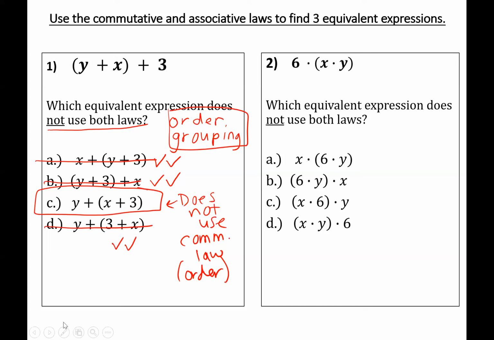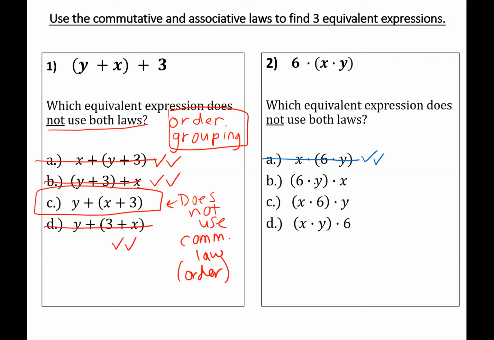Number 2, same question, same directions. This one is multiplication, 6 times parentheses x times y. Which equivalent expression does not use both laws? So once again, we're looking for order and grouping both being changed each time. Choice A, x times parentheses 6 times y. You can see the order is different. X is first instead of 6, so order is different, and grouping is different. Instead of x y in parentheses, it's 6 times y in parentheses. So that's not the choice we'll choose because both laws have been used there.